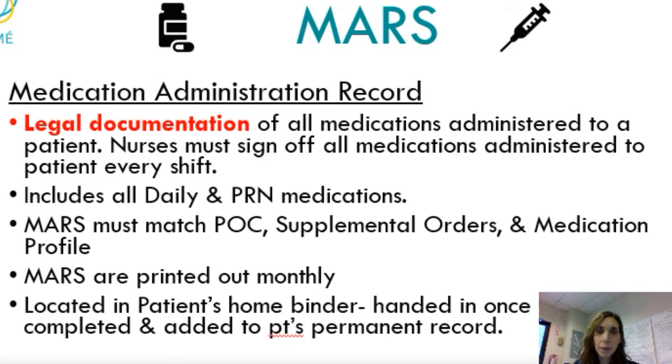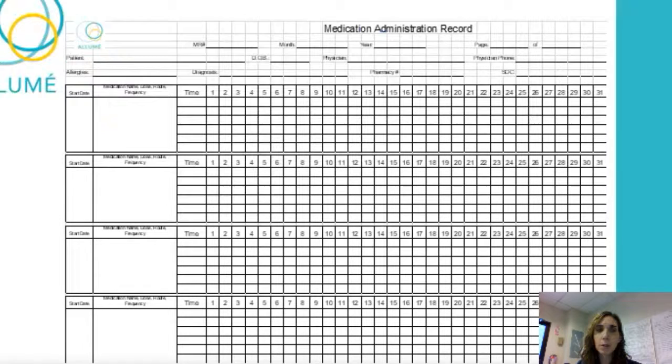MARs are printed out monthly. They are located in the patient's home binder and handed in once a month once completed, and they are added to the patient's permanent record. Here is an example of one of our medication records.